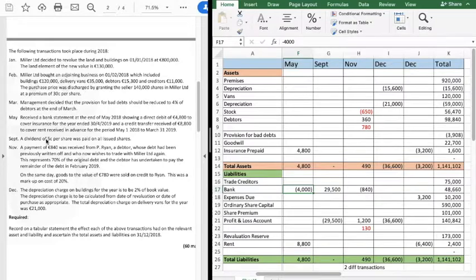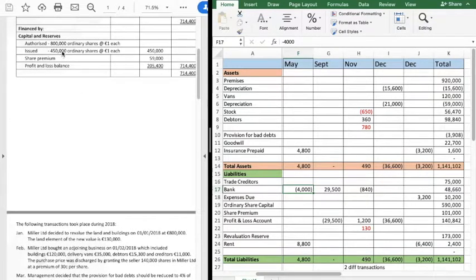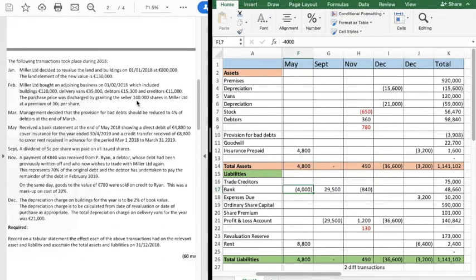September, a dividend of 5 cents per share was paid on all issued shares. Okay, we're going back up, making sure that we're counting our 450,000 shares that were issued originally and adding our 140 shares from Miller. And we just multiply that by 5 cents per share. So we pay out that dividend, and it comes out of our bank account.